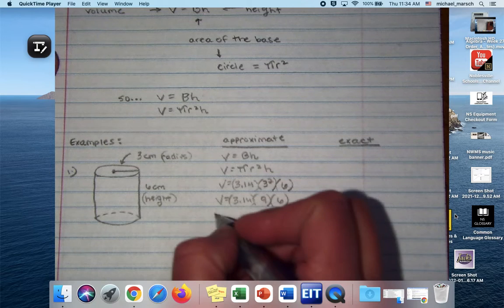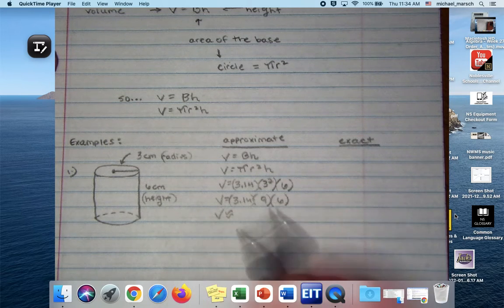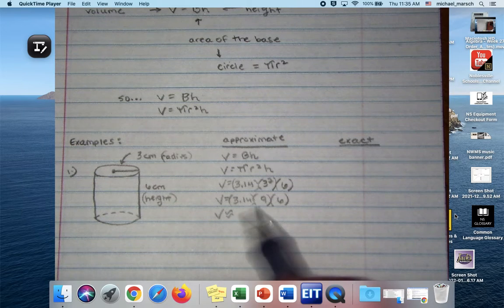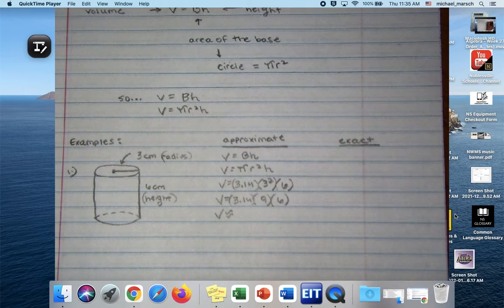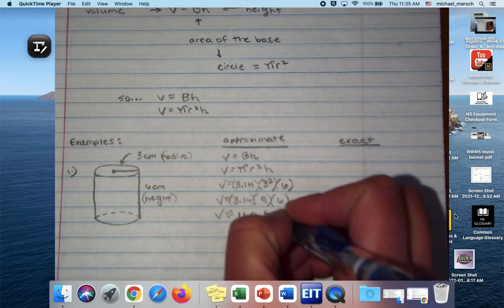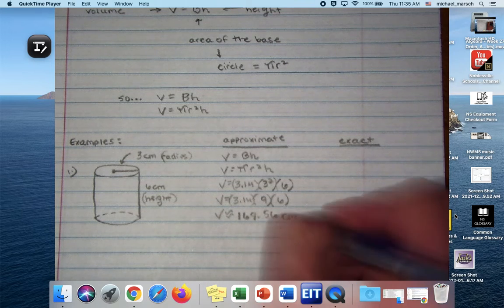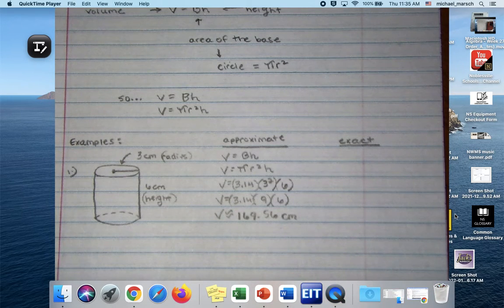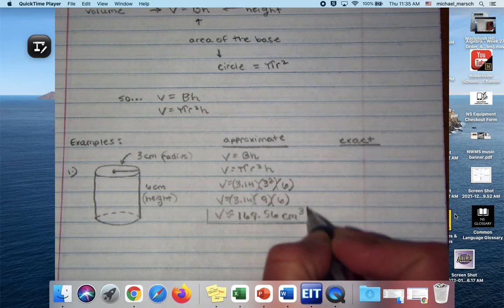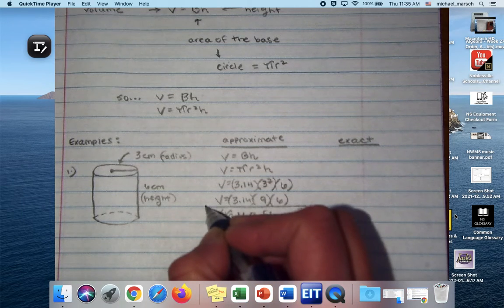And then my answer, because it's an approximate, is going to have the little squiggle marks. Because remember, 3.14 is just an estimate of pi. And when I multiply 3.14 times 9 times 6, I get 169.56 centimeters. And then how do we label volume? With a cube. Yep. Because it's 3 dimensions. So we label it with 3.